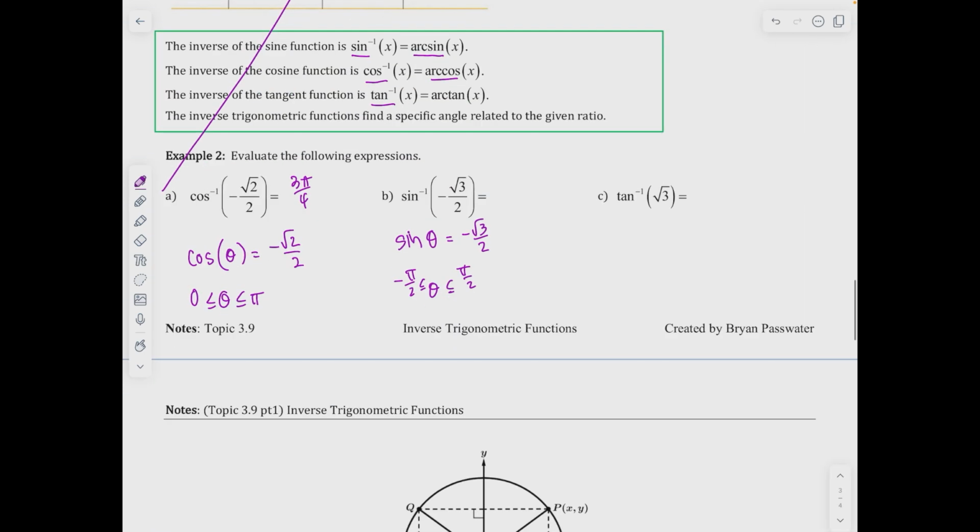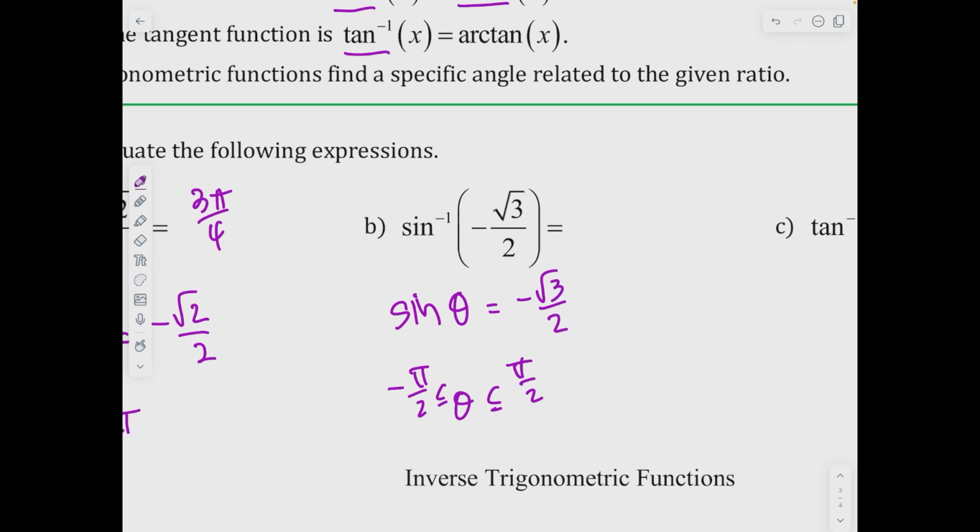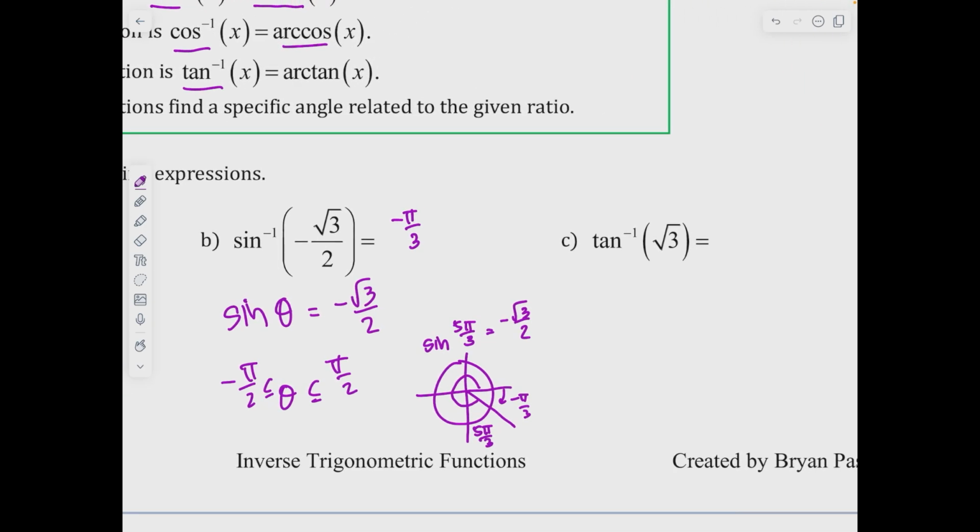If you're using your knowledge of your flashcards, sine of 5 pi over 3 would have given you negative root 3 over 2. So if you remember that portion, just know that it takes you 5 pi over 3 to get here, which is the equivalent of negative pi over 3, because 5 pi over 3 plus 1 pi over 3 makes 6 pi over 3, which completes your circle, one rotation around the circle.